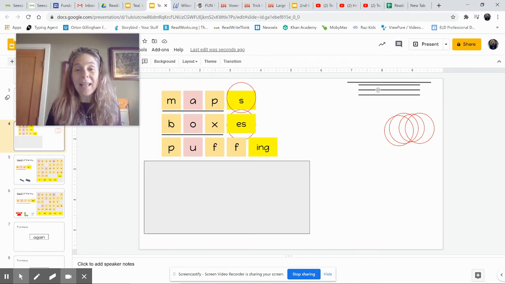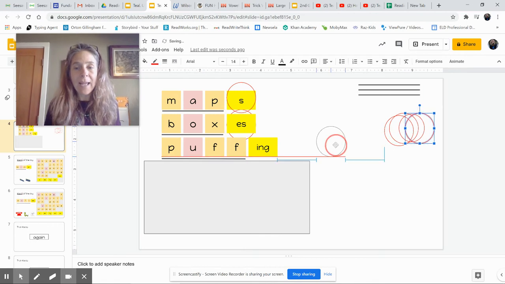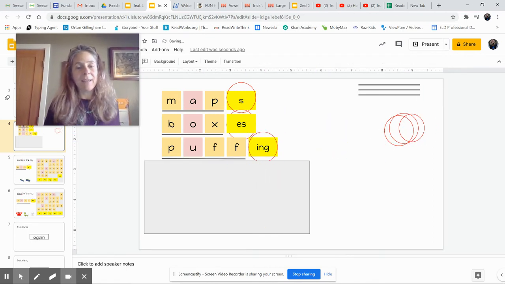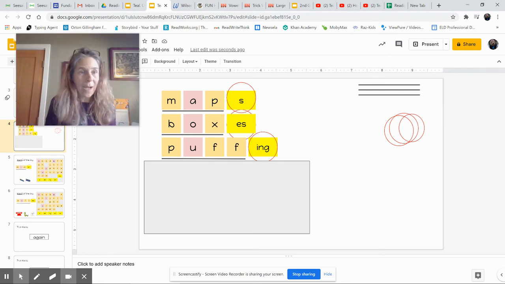Okay, so let's take a look at our base word, which is puff. So I'm going to underline my base word and I'm going to circle my suffix. Let's see if my circle will go, yay! Okay, so I underline my base word puff and I circle my suffix ing. So this means that this is happening right now, like the wolf is puffing right now. Oh no! Okay, let's tap out puff and we're going to write puffing.